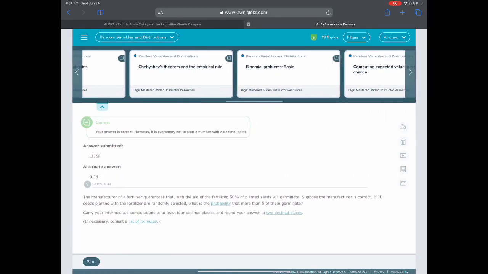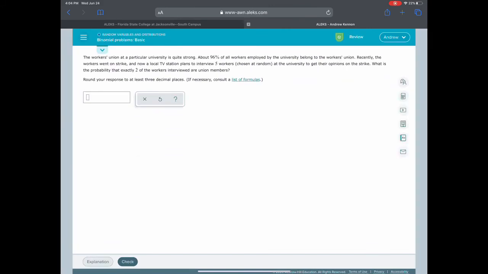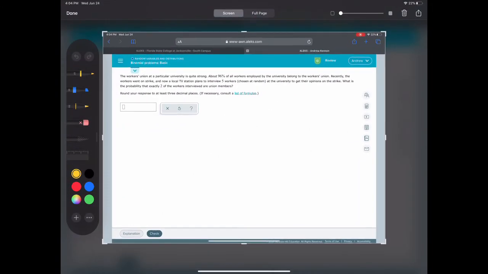All right, so now let's go back to the basic, and hopefully it's that same problem that we were just doing. It is. All right, so on this one we have exactly 2. Just to refresh on this problem, because it's been a minute, the probability is 0.96, the n is 5, and the x is 2. So it says exactly 2, so we just want 2. On our little chart here, all we want is exactly 2.